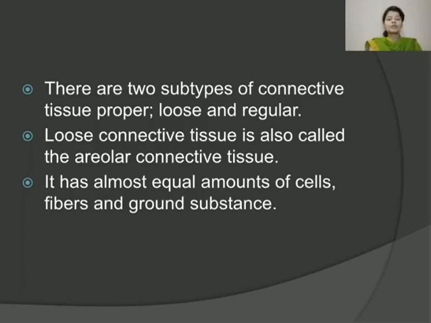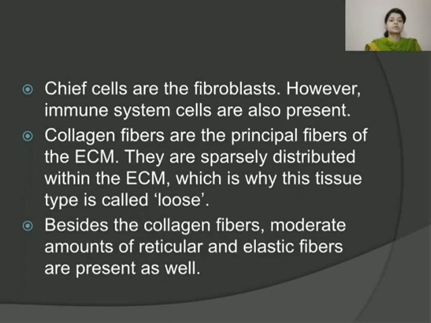Loose connective tissue is one of the most generalized types of connective tissue, and the matrix is somewhat semi-solid, with many fibroblasts and some fat cells, mast cells, and macrophages, which are widely separated by elastic and collagen fibers. The chief cells are the fibroblasts. However, there are certain immune cells which are also present, right? Collagen fibers are the principal fiber of the extracellular matrix, and they are very widely distributed within the ECM. That is why it is termed loose connective tissue, right? Besides the collagen fiber, certain amounts of reticular and elastic fibers are also present.